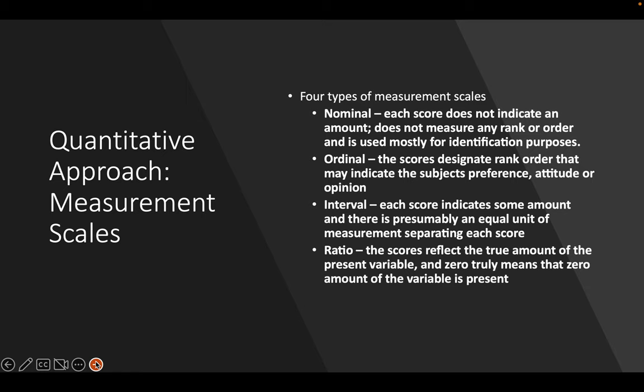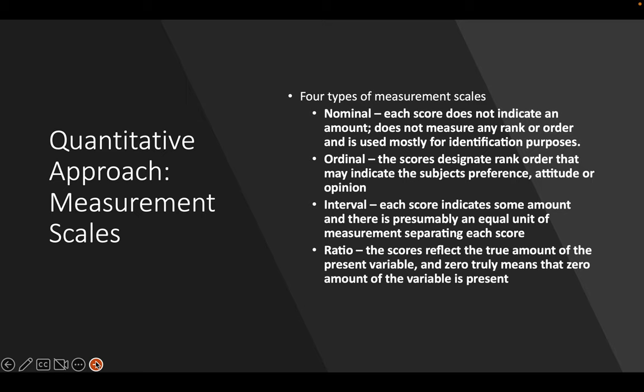The first is nominal, meaning that each score does not indicate an actual amount. It does not measure any rank or order. It's used mostly for identification purposes. So an example of this would be, what language do you speak? What is your gender? What is your political party? Are you a dog or a cat? So it's strictly IDing, identification. It doesn't have any amount, it doesn't have any rank, it doesn't have any order.